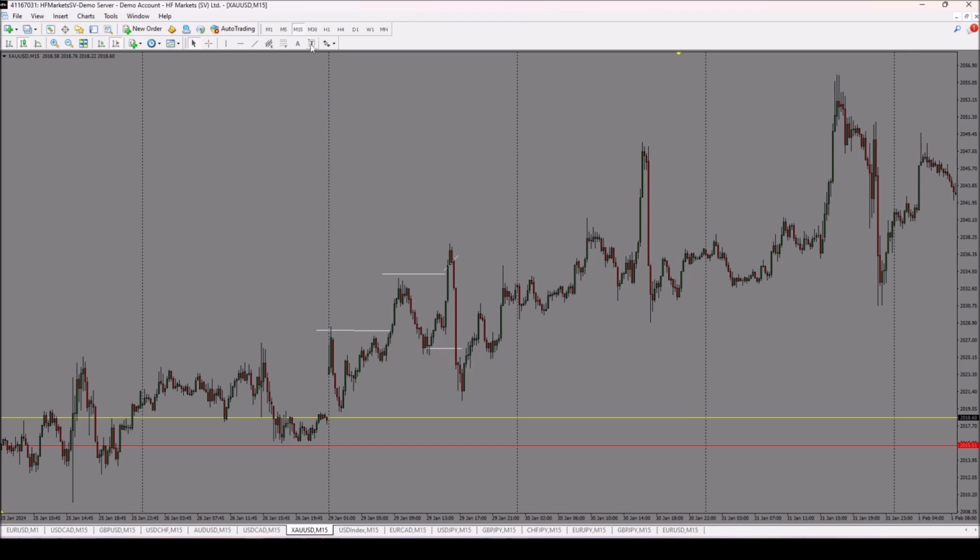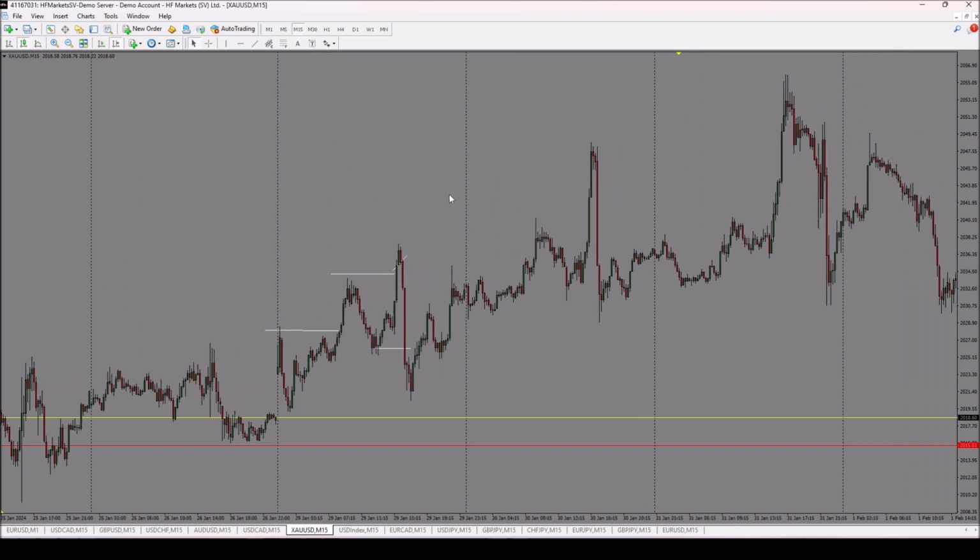Meaning that our take profit was going to be hit. This is on the M15 time frame, and on that M15 time frame we can see that the take profit is quick to hit because it's a small time frame. It's a day trading time frame.